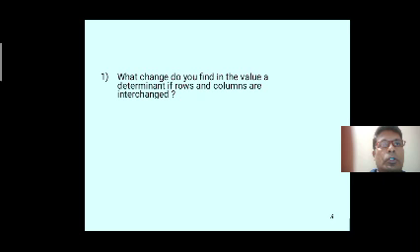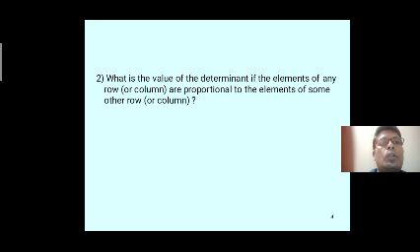What change do you find in the value of a determinant if rows and columns are interchanged? The answer is: the value is unchanged. What is the value of the determinant if the elements of any row or column are proportional to the elements of some other row or column? The answer is 0.